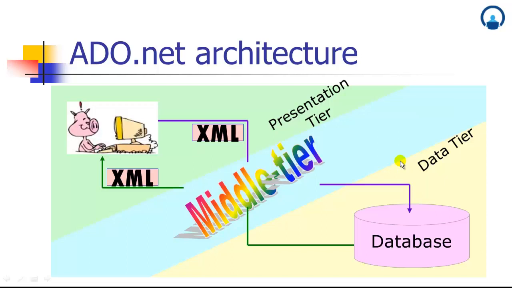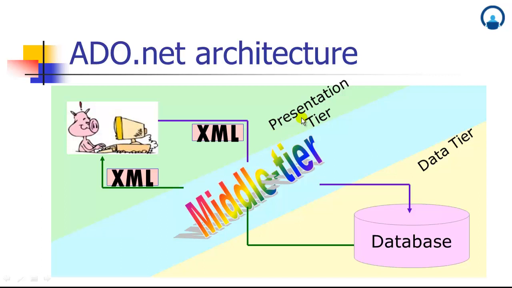Coming to ADO.NET architecture. ADO.NET uses XML to provide disconnected access to data. When data is requested at runtime, it is passed from the database to the middle tier. This data is then passed on to the presentation tier. The dataset object contains the data that has to be transferred to various components.